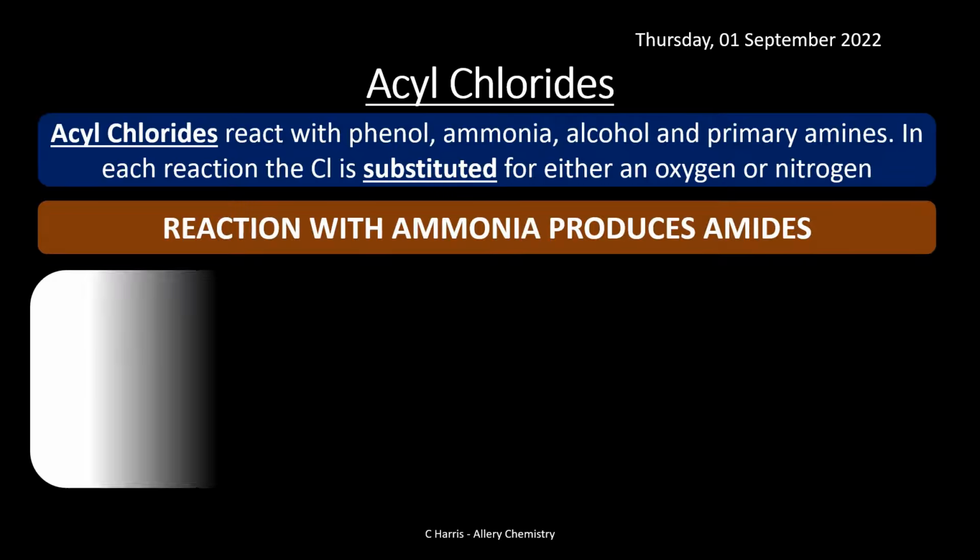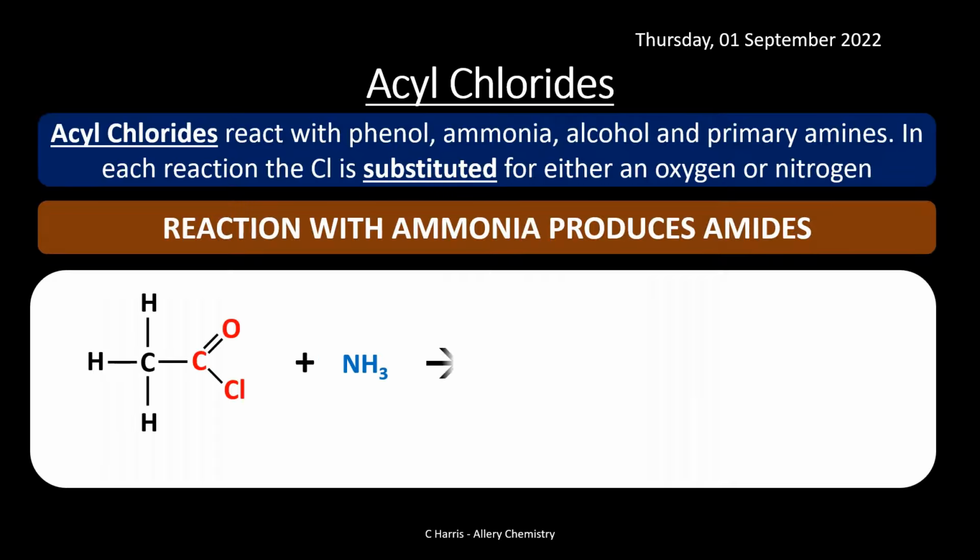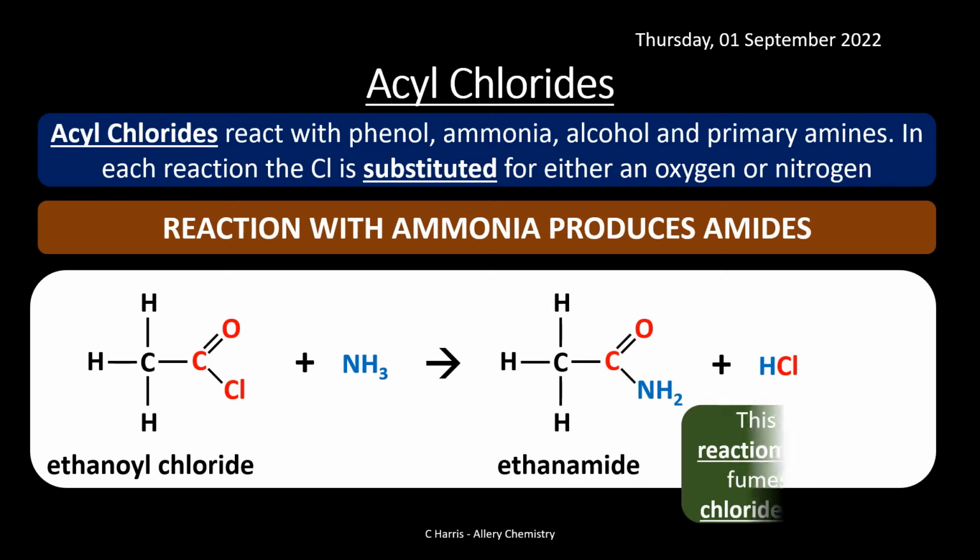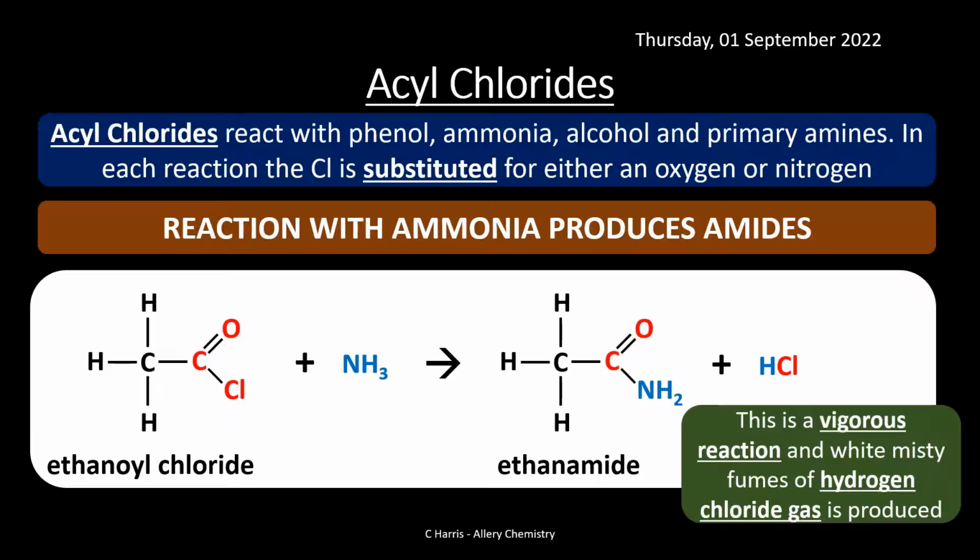Okay, reaction with ammonia, it produces amides. Okay, so we've got ethanoyl chloride reacting with ammonia, and this will produce your ethanamide, you can call it. Hydrogen chloride gas is produced. Again, it's a vigorous reaction.